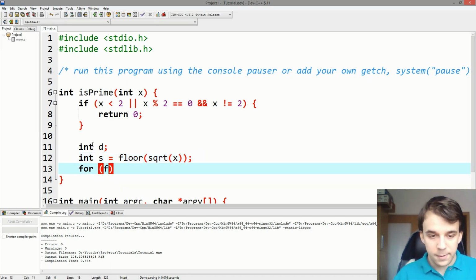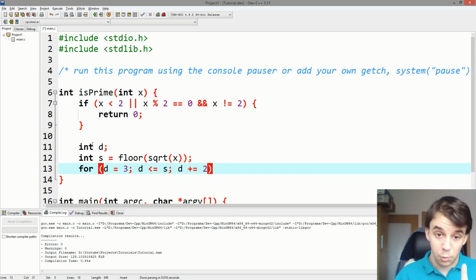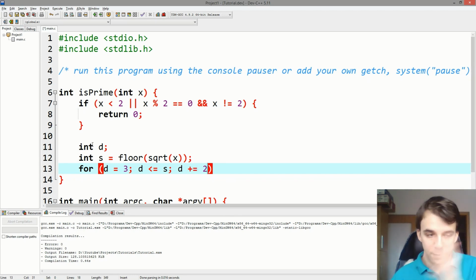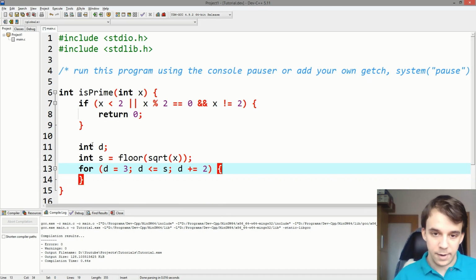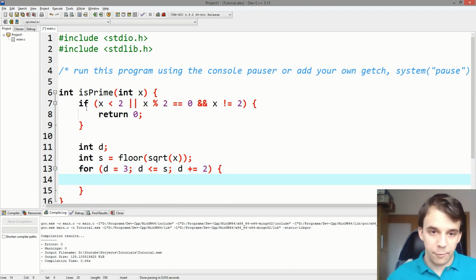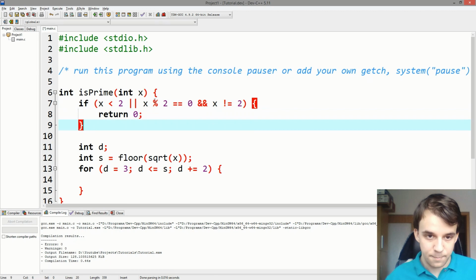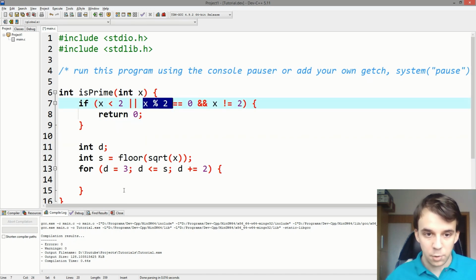And for d equals 3, d less or equal than s, d plus equal 2. We want to go over every odd number because if it were an even number, it would have passed this condition already, right? So if it was like 4, if it was divisible by 4, we know already it returns 0 due to this condition.